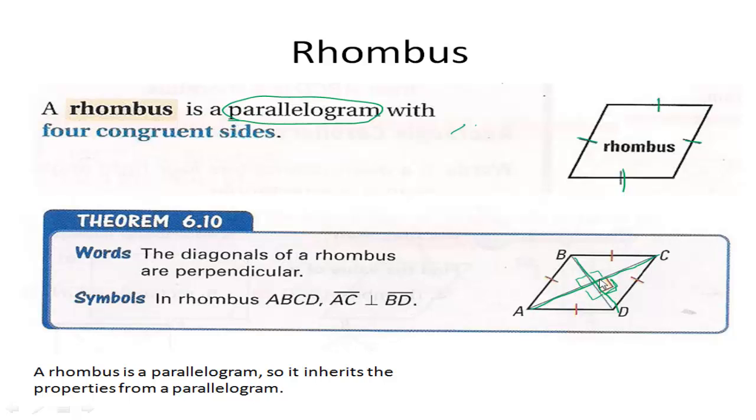So the diagonals bisect each other, and for rhombuses they are also perpendicular. That's one additional property to add to the properties of parallelograms. And here it says that a rhombus is a parallelogram, so it will inherit all the properties of the parallelogram.